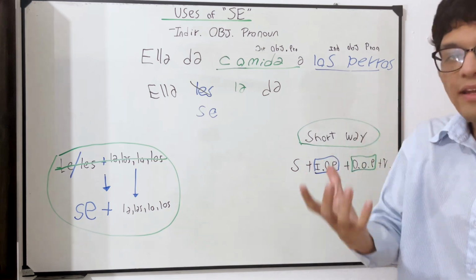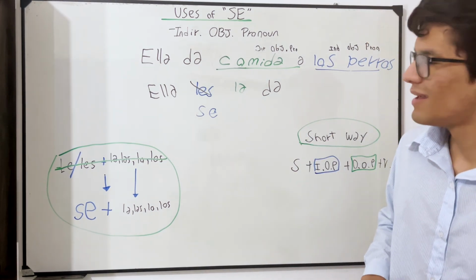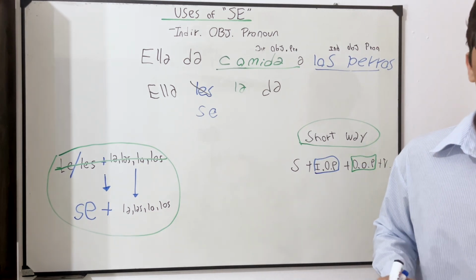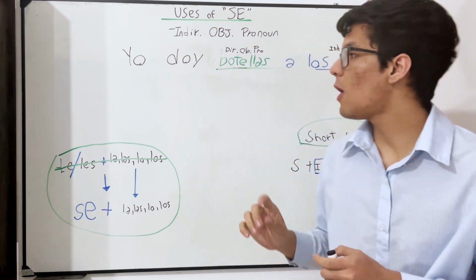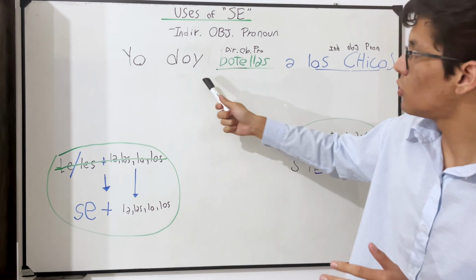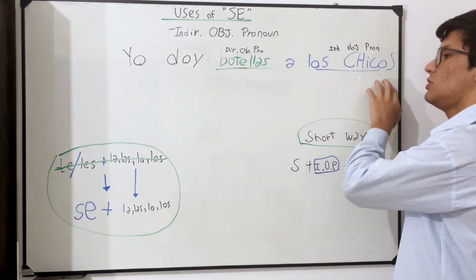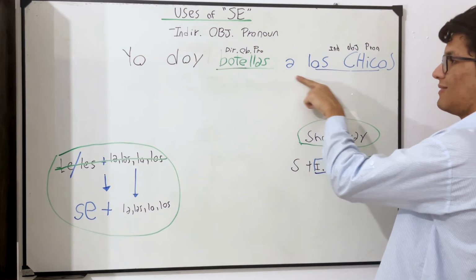Now that you can see this, you can understand this much better. So now let's see one more example that will be a little bit harder and see how it goes for you. Now we have the last example of this case. Yo doy botellas a los chicos. I give bottles to the boys, to the guys over there.